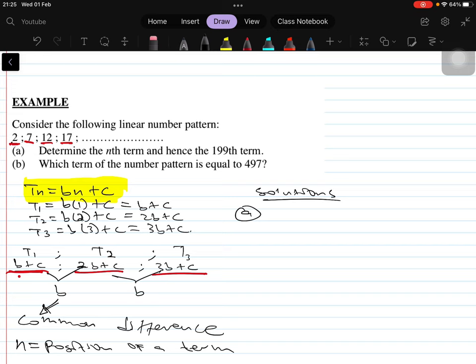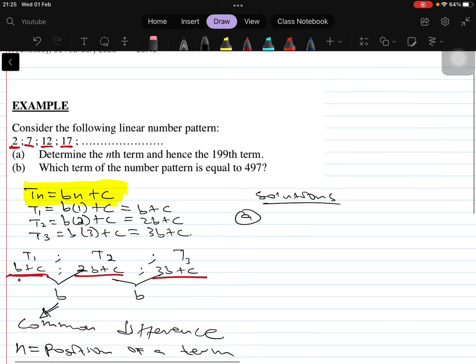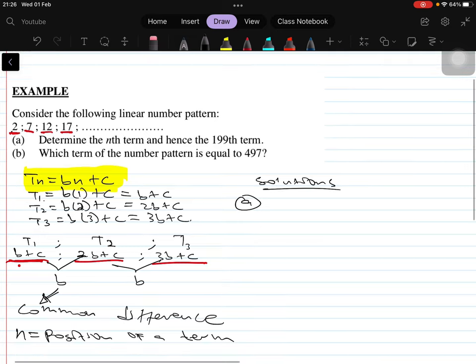One problem at a time. First, they're asking us to determine the nth term. The nth term, they're basically asking us to determine the term number n. Here's how you get term number 1, term number 2, term number 3. Term number n. I know n is not a number.